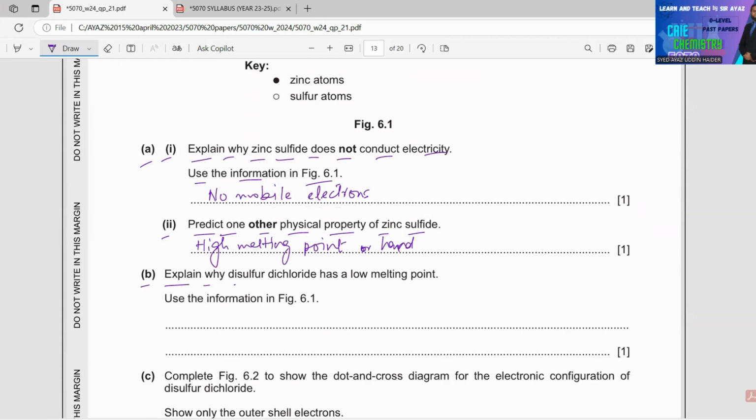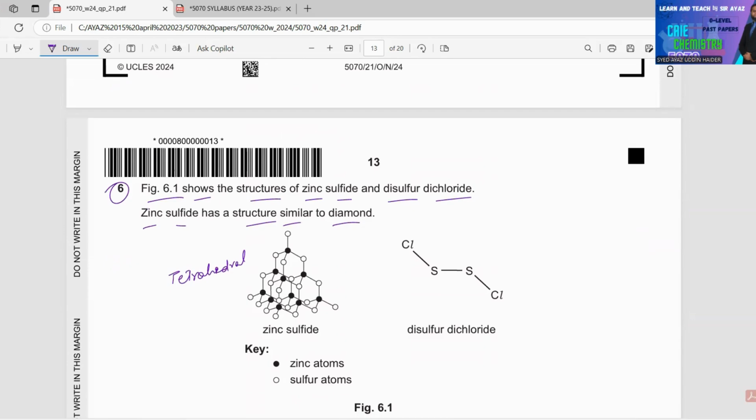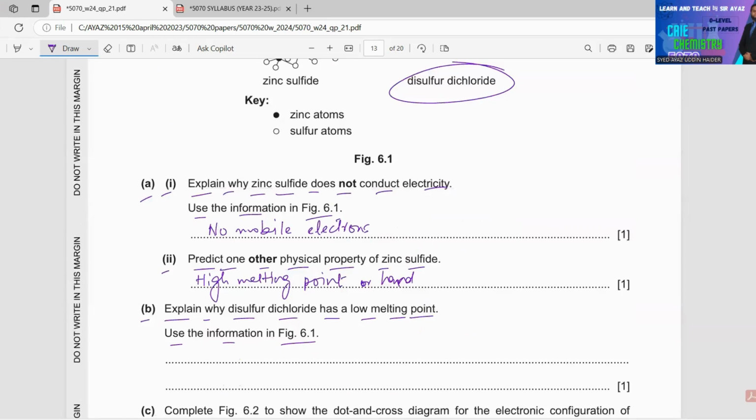B, explain why disulfur dichloride has a low melting point. Use the information in figure 6.1. If you look at the structure, disulfur dichloride must have covalent bonding. These bonds are covalent, so it has a simple structure. It's a simple molecule. So we write simple molecule with weak intermolecular forces.